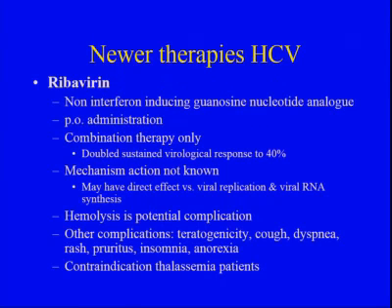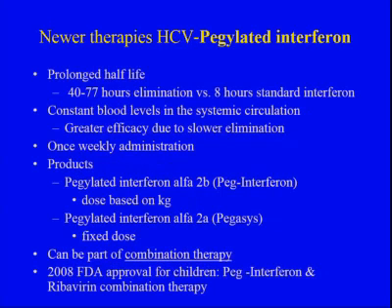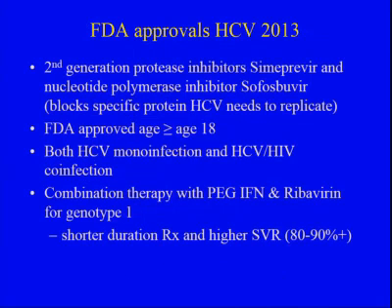Newer therapies include ribavirin. It's administered only in conjunction with interferon. Hemolysis is a potential complication of it. Then there's pegylated interferon, which requires less frequent administration. There are 2 products available, and it was FDA approved for children in 2008.